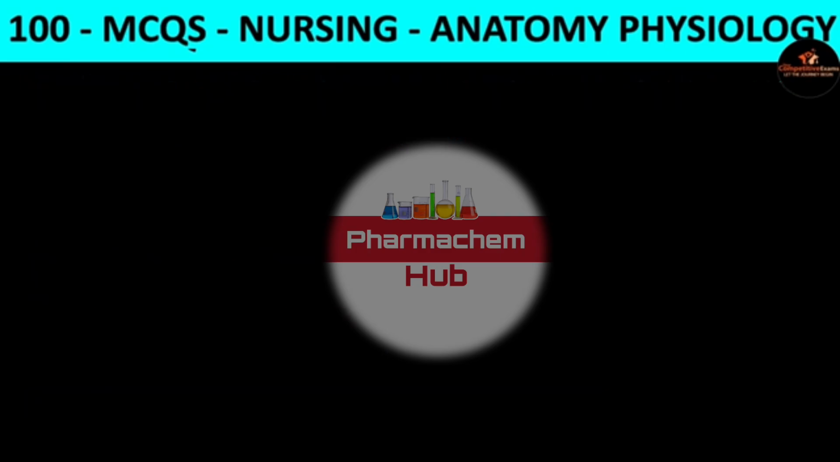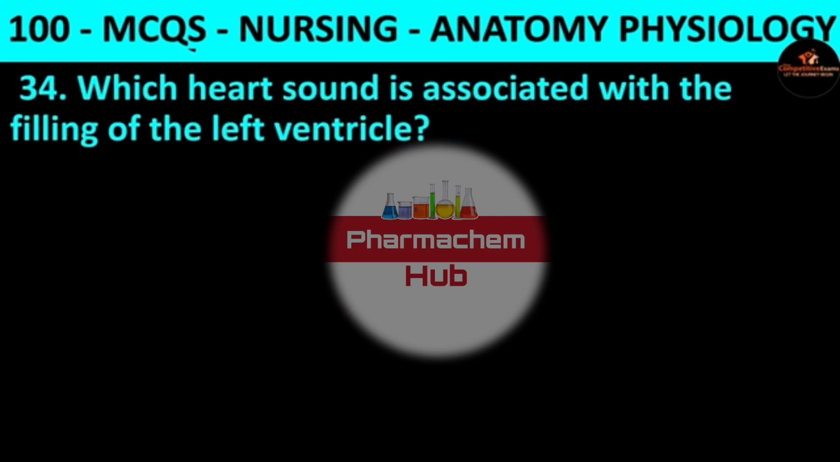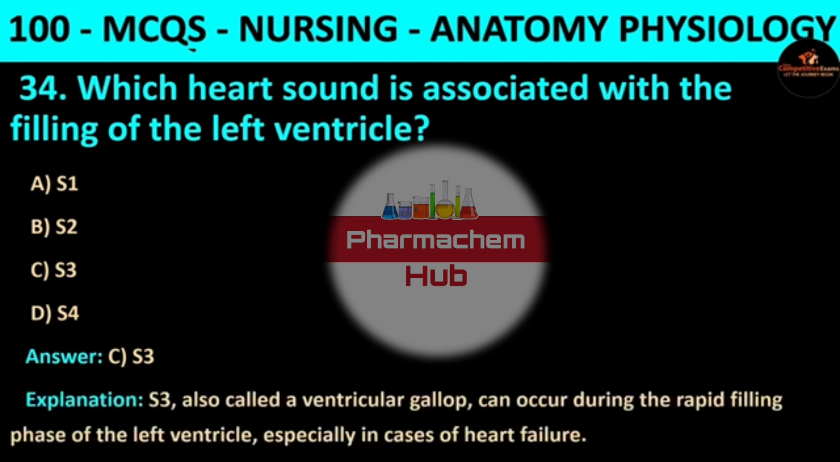Question number 34. Which heart sound is associated with the filling of the left ventricle? Your options are S1, S2, S3, or S4. The correct answer is C, that is S3. S3, also called ventricular gallop, can occur during the rapid filling phase of the left ventricle, especially in cases of heart failure.